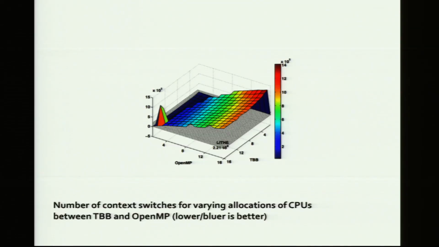And then this last graph is the number of context switches, so the number of times that threads are actually getting context switched in and out. Again, there's this general trend: when you're oversubscribing the CPUs more, there are a lot more context switches happening.